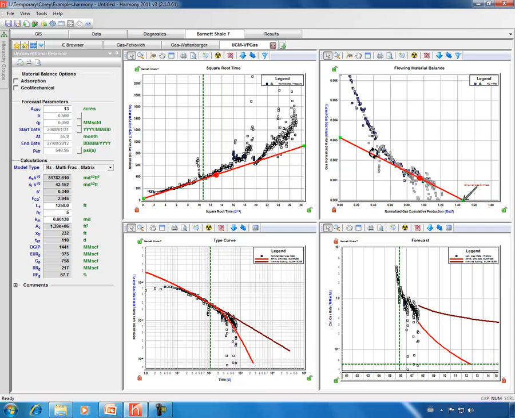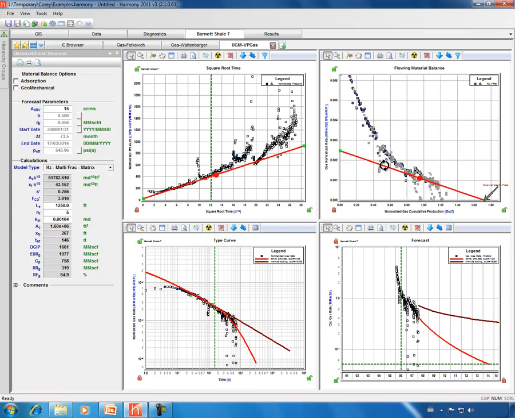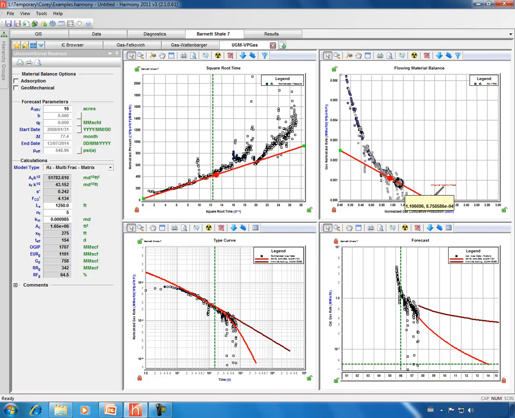Now we can see everything else changes on these 4 plots as we do that. And if we extrapolate this properly, we should be able to set it just so that that green line occurs at the departure point. And that should also give us a fairly good extrapolation, or straight line extrapolation, of the flowing material balance plot, just like this.